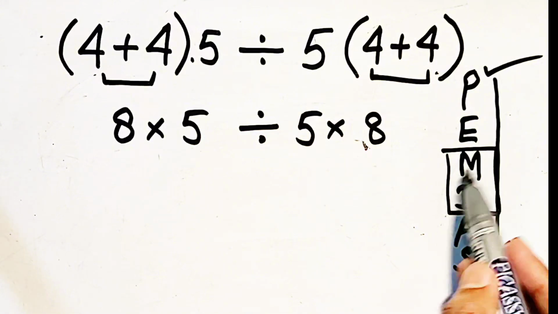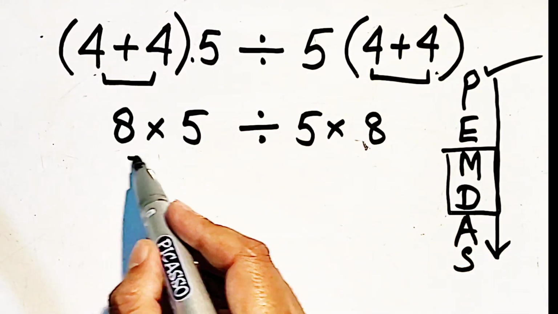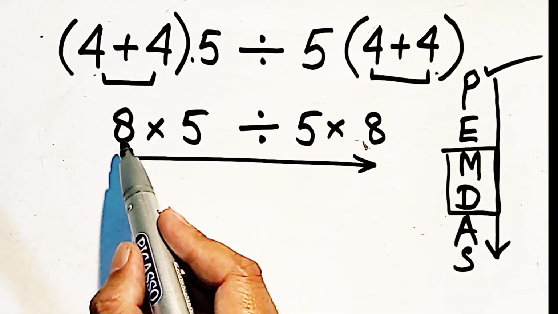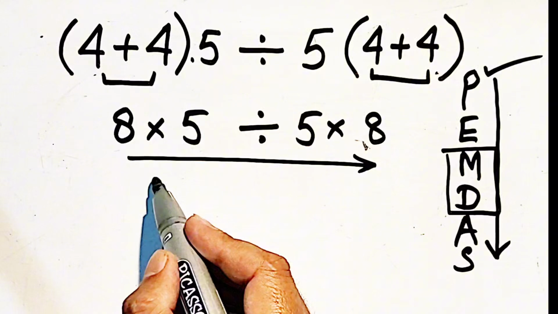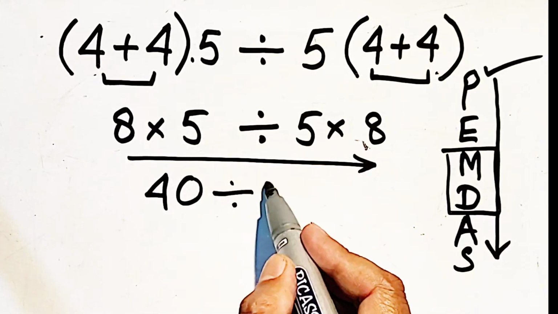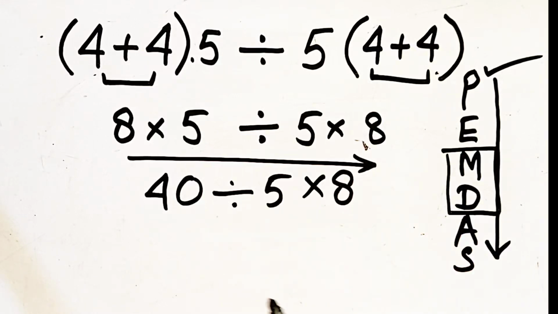Okay. Now these are the same. Multiplication and division are both the same, and we have to move from left to right. It means 8 times 5 will be solved first. It will become 40 divided by 5 times 8.